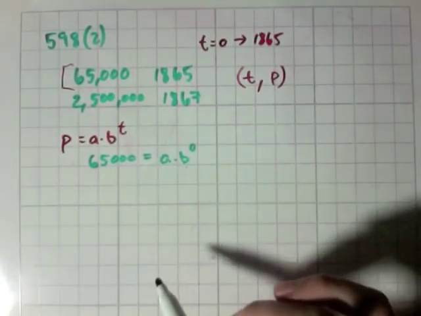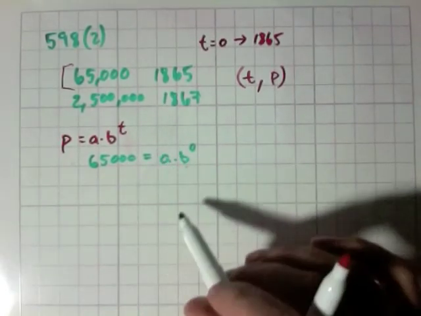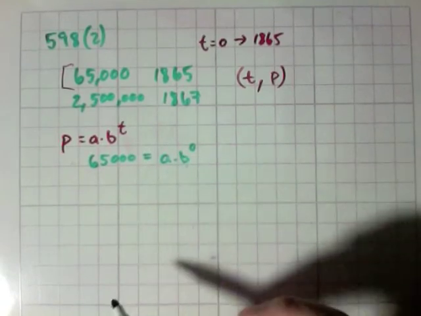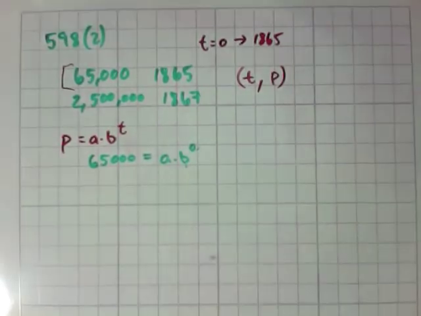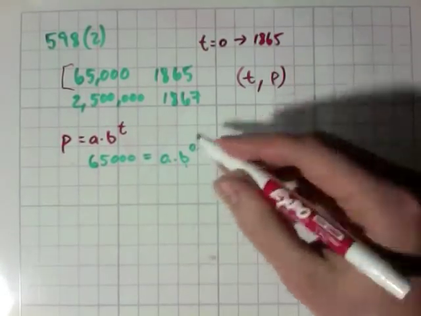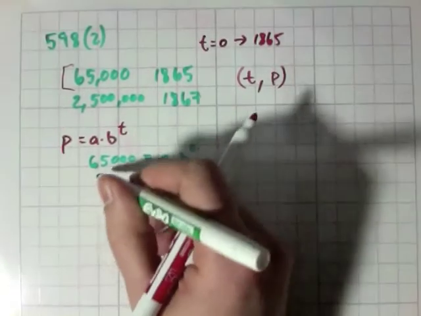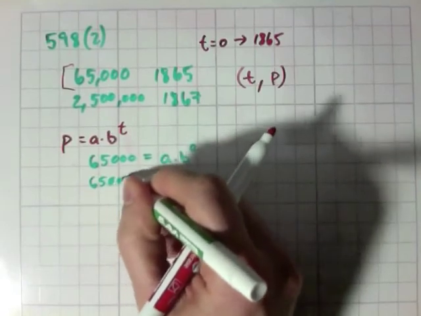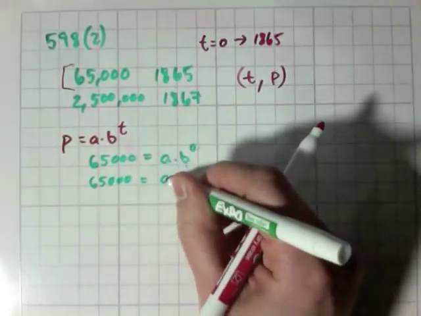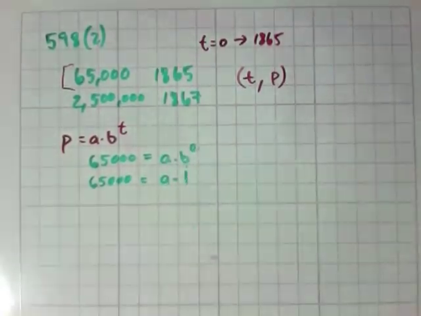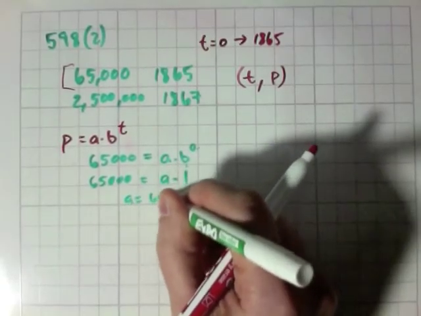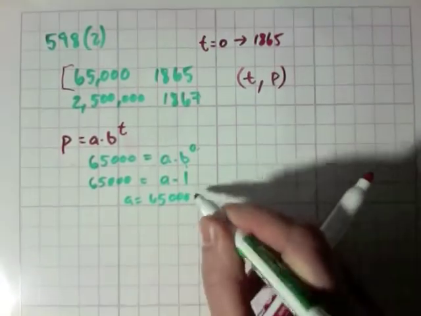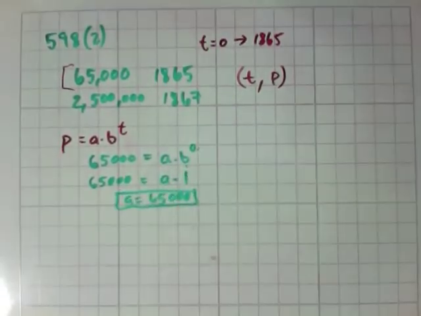So now perhaps I can solve for one of my variables. I do still have two variables left to solve for, but notice I actually don't have to worry about b just yet, because what is anything raised to the 0th power? That is going to be 1. So this is 65,000 equals a times 1. So a must equal 65,000. That was our starting value of our population.